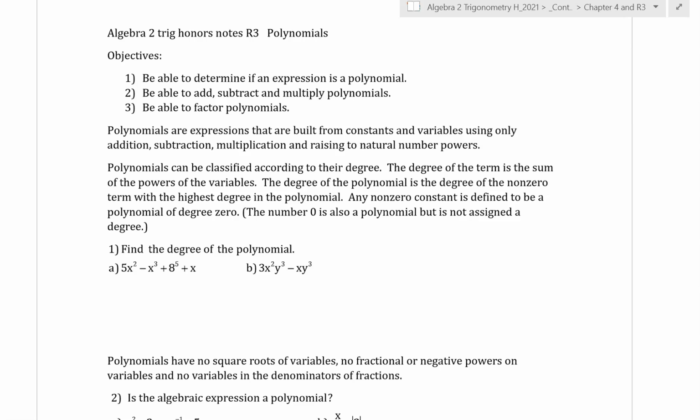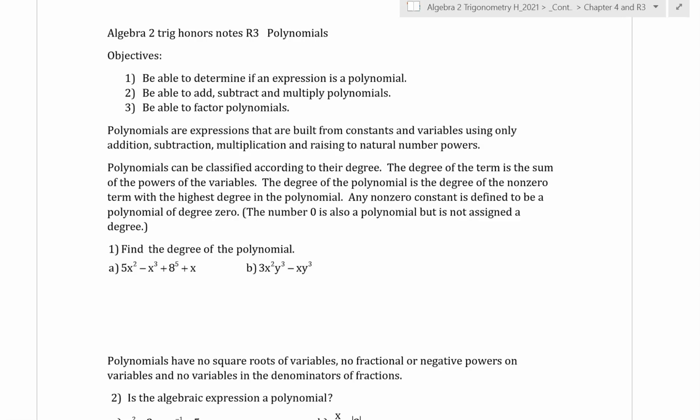Well, polynomials are expressions that are built from constants and variables using only addition, subtraction, multiplication, and raising to natural number powers. Polynomials can be classified according to their degree. The degree of the term is the sum of the powers of the variables. The degree of the polynomial is the degree of the non-zero term with the highest degree in the polynomial. Any non-zero constant is defined to be a polynomial of degree 0. The number 0 is actually also a polynomial, but it is not assigned a degree.